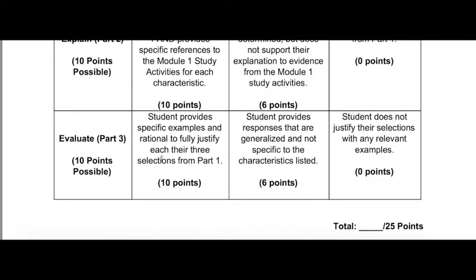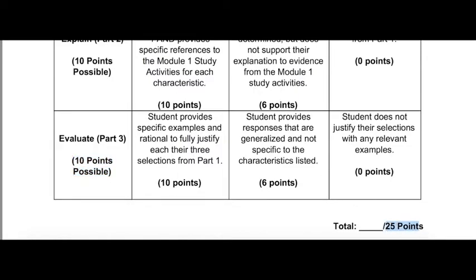And then for part 3 here, also worth 10 possible points, provide specific examples and rationale to justify each of the 3 selections from part 1, versus the student providing responses that are generalized and not specific. So the big difference between partial credit and full credit here is being specific for part 3. So keep that in mind, and once you complete your work, be sure to check back with this rubric to make sure that you covered all your bases for your full 25 points on this assignment.